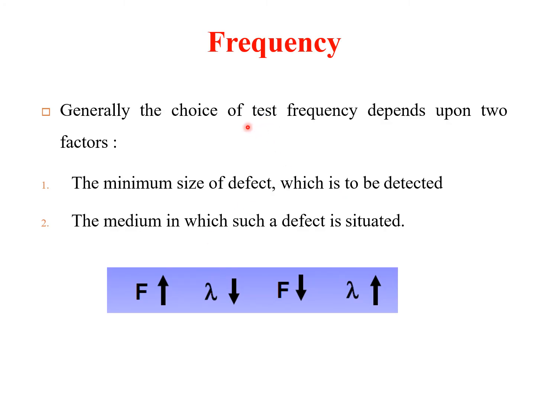Now we'll go on to the next term, which is the frequency. The frequency is one of the most important factors in ultrasound testing, because for testing different materials, we require different frequencies. This was discussed earlier. So the choice of frequency plays a very important role in this method. It depends on two main factors. First, the minimum size of the defect which has to be detected. Second, the medium in which the defect is situated. So the medium as well as the size of the defect both play an important role while choosing the frequency of the sound waves in ultrasonic testing.